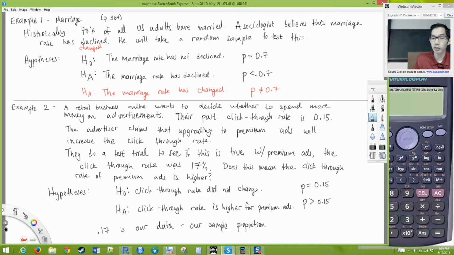Okay, the question here is, I upgraded to premium ads and it went up to 17%. Does this actually mean the click-through rate changed, or could this just be a day-to-day fluctuation in ad traffic? Because I'm not going to get 15% every single day. It might go up or it might go down. And so the question is, is this 17% significantly different from 15? Or could it just be we happened to get lucky during the ad trial? That's what we're asking. Does that make sense?